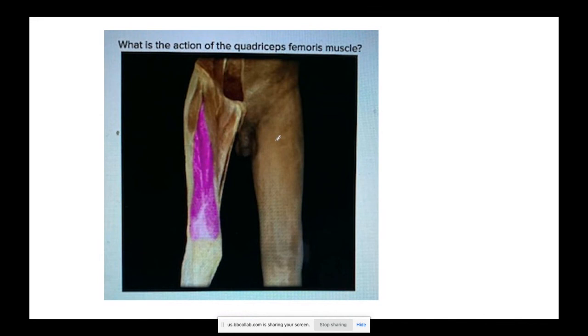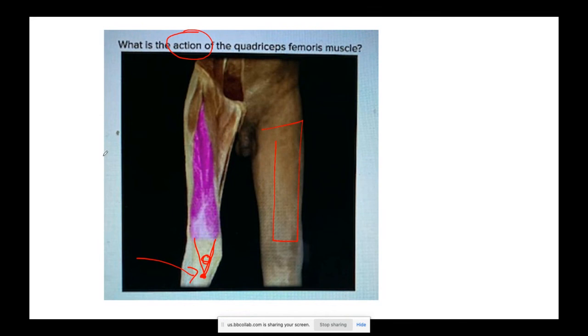What muscles are on the front of the thigh? Those are going to be the quadriceps, but it's asking what is the action of the quads. So they're going to cross over the kneecap, the patella, and attach right there to the tibial tubercle as part of a tendon. So they're all going to extend the knee, or extend the leg.